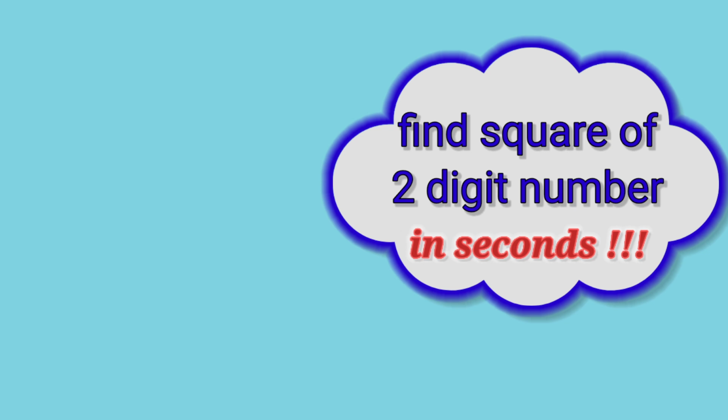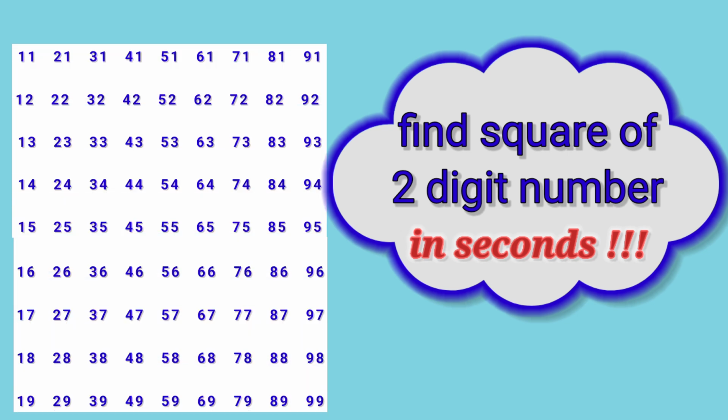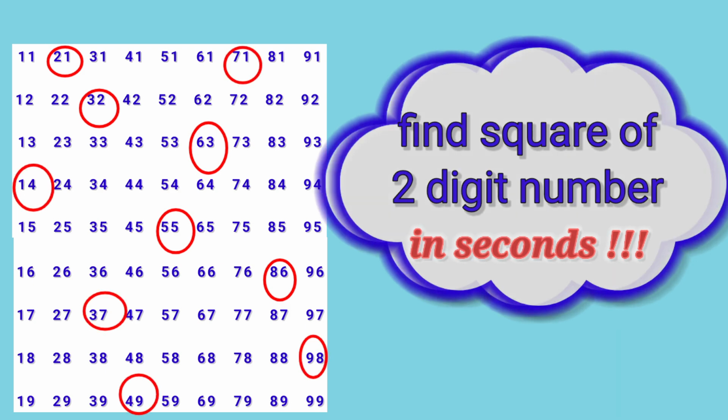Here are two-digit numbers from 11 to 99. 10 is also a two-digit number. I have not included it because 10 square is 100, that is very easy to remember. I will randomly select 10 numbers whose squares we will find in this class.